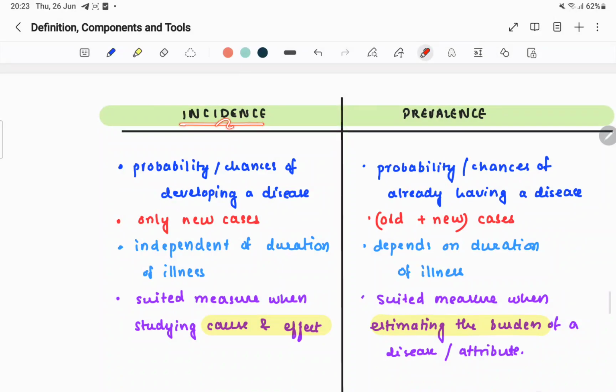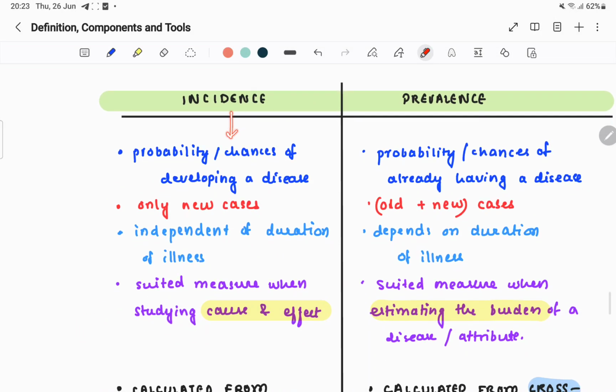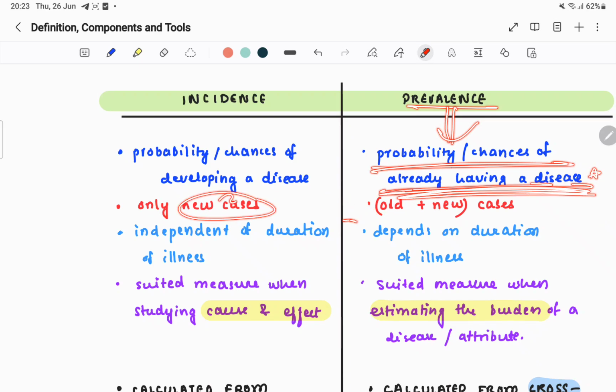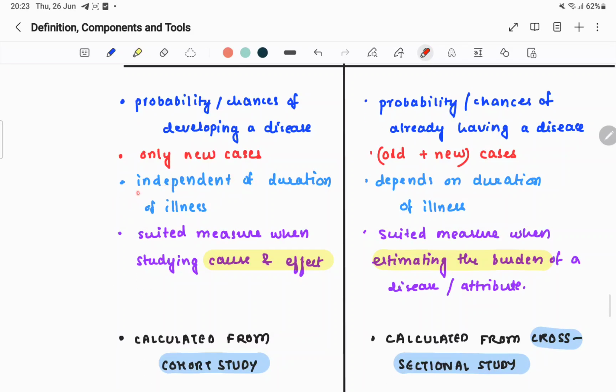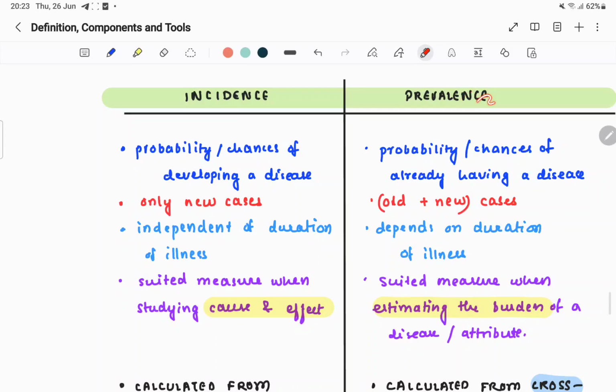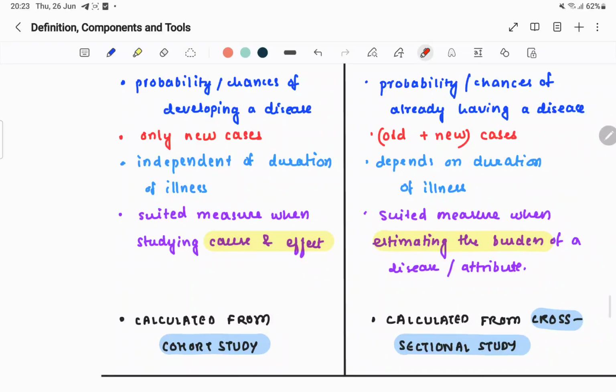Okay. Incidence and prevalence. What is the difference? Incidence is basically the probability or chances of developing a disease. Prevalence reflects the probability or chances of already having a disease or developing a disease. This is new cases plus old cases. Incidence is easy to understand. It is independent of the duration of disease, but prevalence is a measurement of old cases also. So it depends on the duration of disease, right?